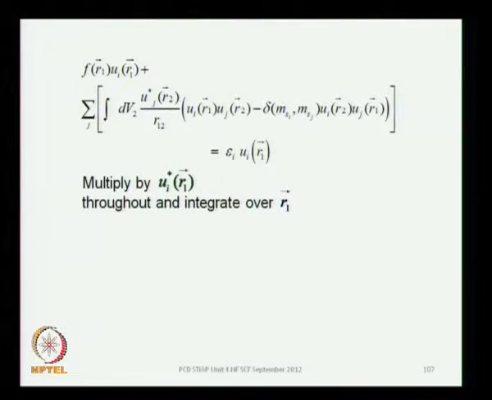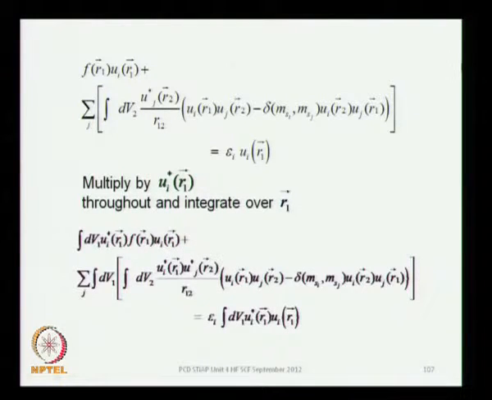So, you multiply this by the complex conjugate of the u_i function, the ith function, and then integrate over r1. That is what we have done here. You multiply this first term by u_i star of r1 and then integrate over the volume element for V1, and you do the same for the remaining terms as well. Every term is treated by the same prescription, and you find that here you get the normalization integral, which is equal to unity.